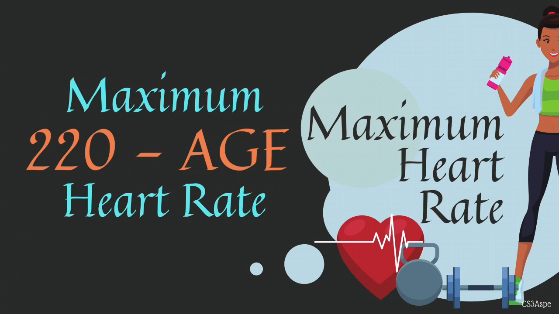How about maximum heart rate? It is the highest number of times your heart can contract in 1 minute. To get your maximum heart rate, you need to subtract your age from 220, that is based on heartbeat of a newborn baby.